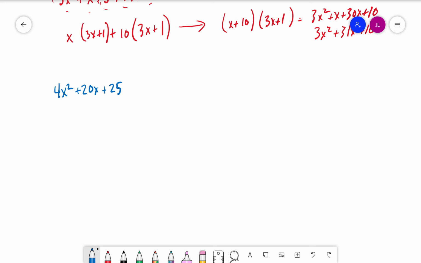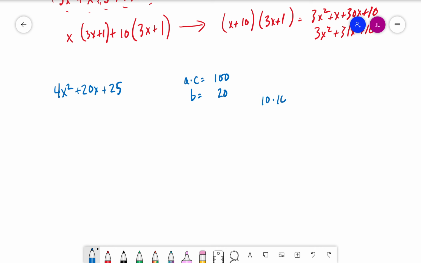We don't have anything we can factor here at the beginning. So really, we're looking at 25 times 4, a times c is equal to 100, and b is equal to 20. So we need numbers whose product is 100 and whose sum is 20. We have two positive signs, so they're going to be positive numbers.